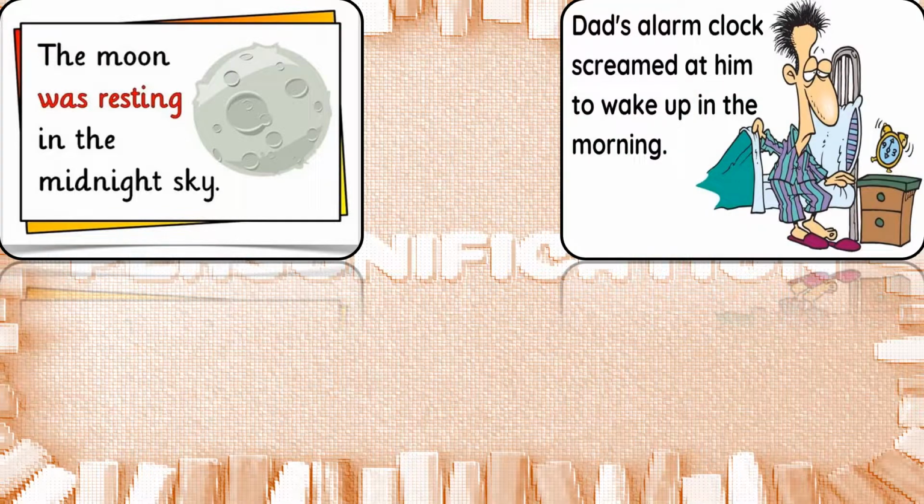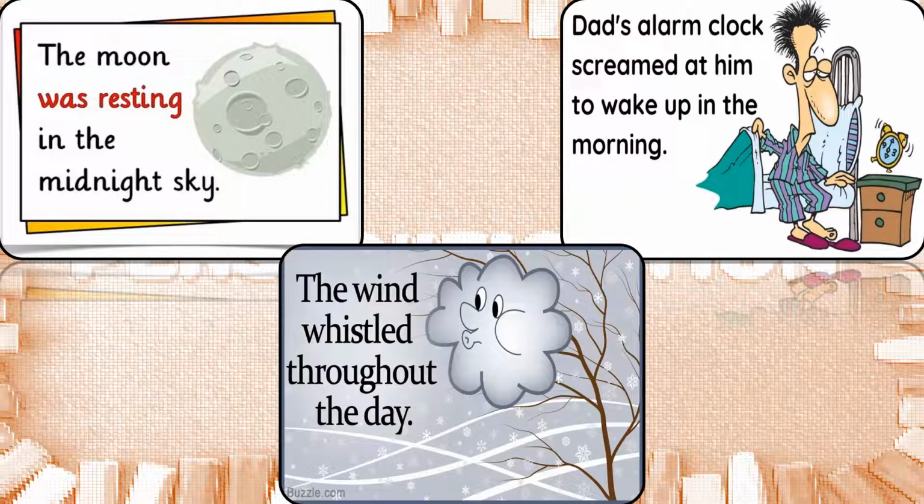Similarly, Dad's alarm clock screamed at him to wake up in the morning. Here again, Dad's alarm clock is a non-living thing, but it is given the human quality of screaming. So the figure of speech used is personification. Lastly, the wind whistled throughout the night. Here again, the wind is given the human quality of whistling.